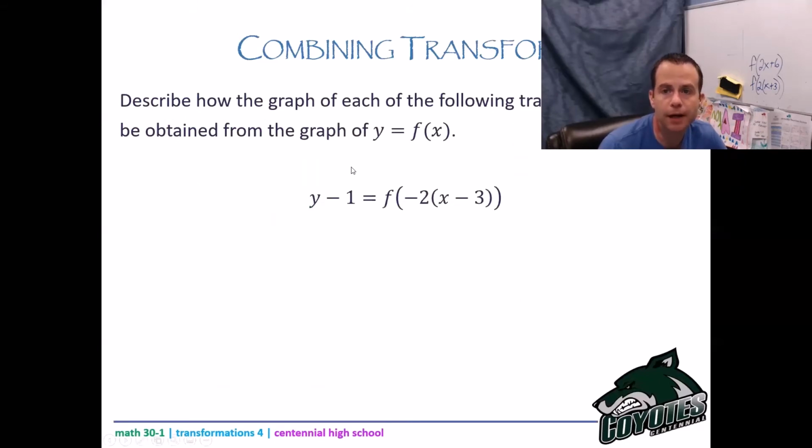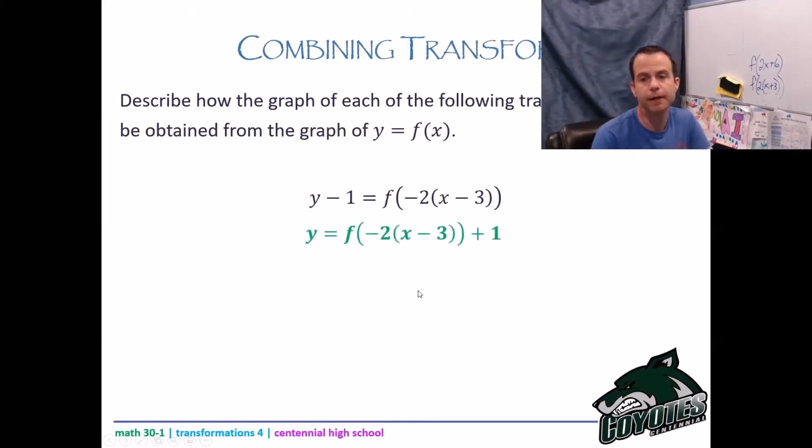Describe how the graph of each of the following transformations can be obtained from the graph of y equals f of x. So we're just describing the set of transformations here. You want to make sure you have y equals first, and you want to make sure you're in fully factored form. For this one, I am in fully factored form, so that's good. But I've got this -1. Let's bring that over, and it'll be +1 on the other side. So I have y equals f of -2 bracket x minus 3 plus 1. 1, 2, 3, 4 statements you're going to make for me. This is a good time to pause me and try them on your own.